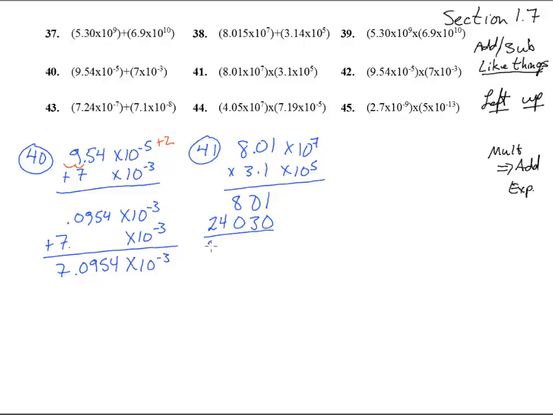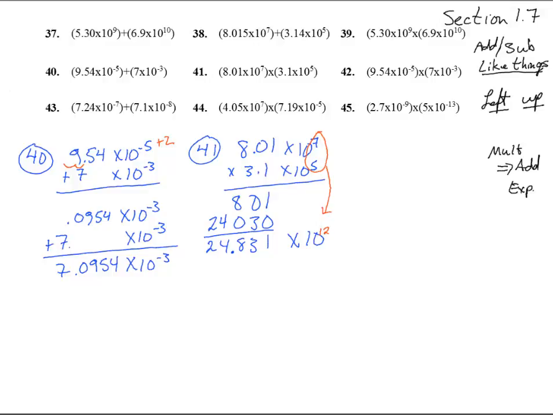So we have 24831. Now, where's my decimal place? We have 1, 2, 3 decimal places. 1, 2, 3. That's just our normal multiplication. Now, times 10 to the what? What's our rule with multiplication? In multiplication, these guys add. So we have 12.